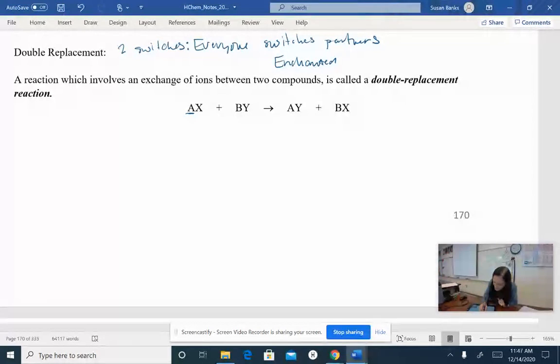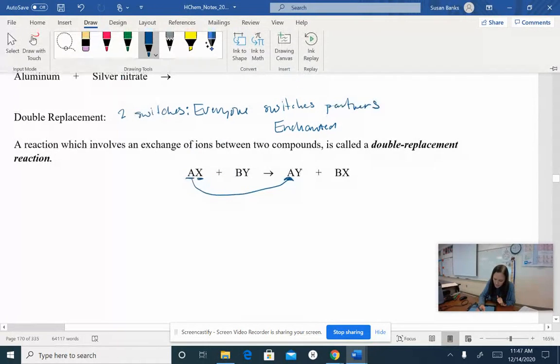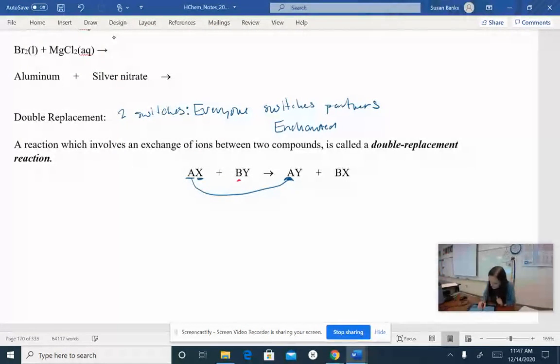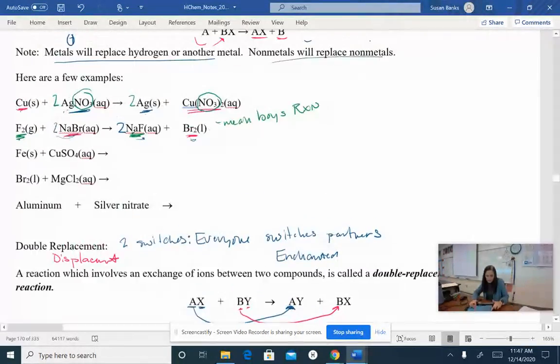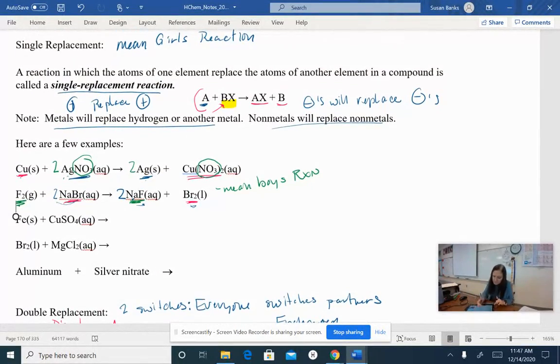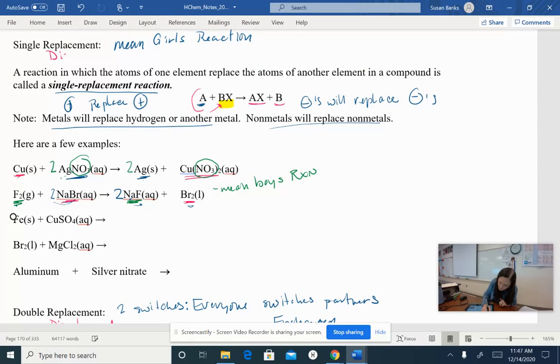So, A and X. Notice A by the end is with Y. And then B is with Y here, but by the end, B is with X. So everyone switches partners in a double replacement. By the way, some people call double replacement double displacement. Oh, and let me also, up here, single replacement. Sometimes single replacement is also called single displacement.